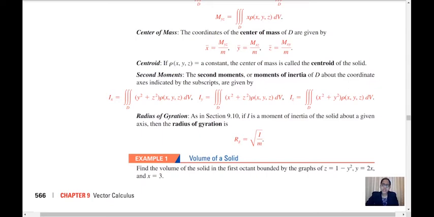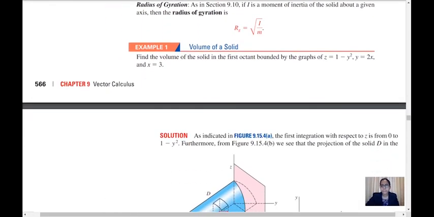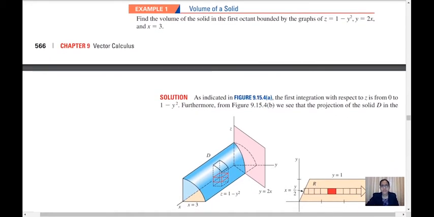Now we'll just discuss two examples, and see how we can apply this triple integral. The first one: we are asked to find the volume of the solid in the first octant bounded by the graphs of z equals 1 minus y square, y equals 2x, and x equals 3. First of all we have to draw the figure.